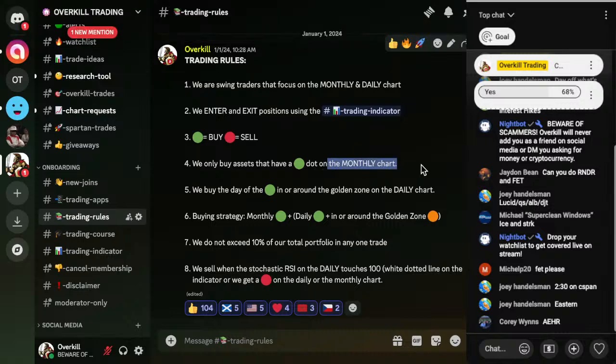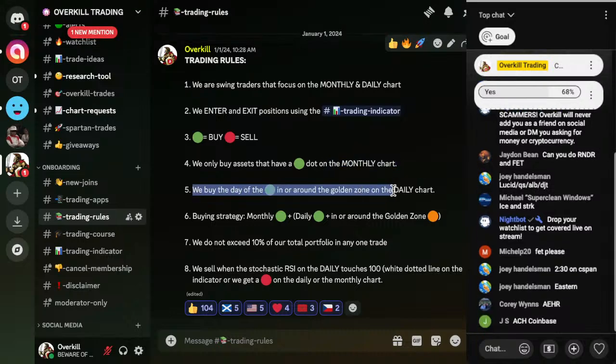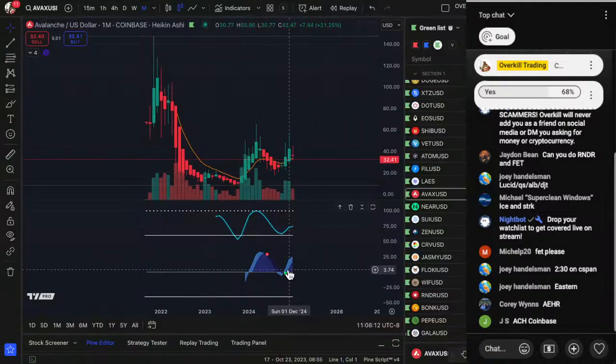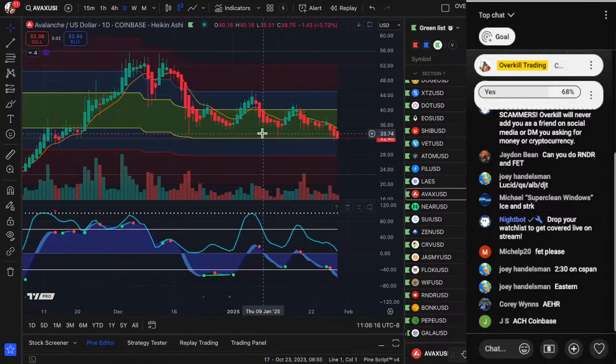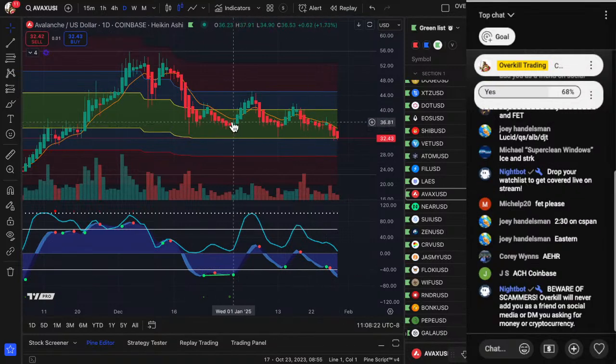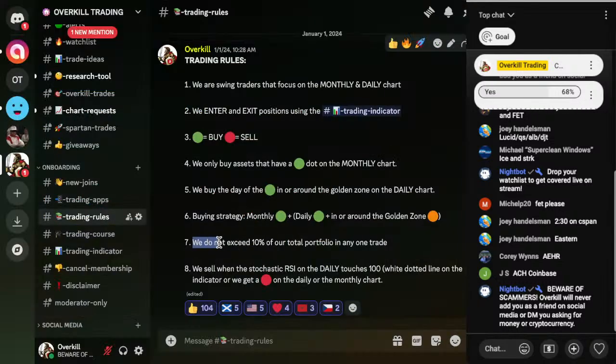Once we get the green dot on the monthly, we're then looking to the daily. What we're doing on the daily is buying the green dots, as long as we have the green dot on the monthly chart. The daily chart is where we're pinpointing our entries. We're buying here, and here, and here. We're not going all in on the first dot that we get. We're averaging in, which brings me to my next rule.